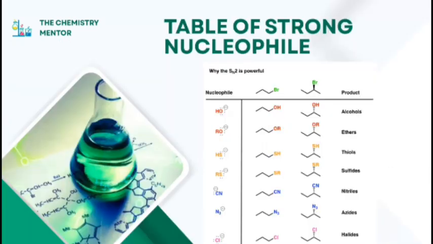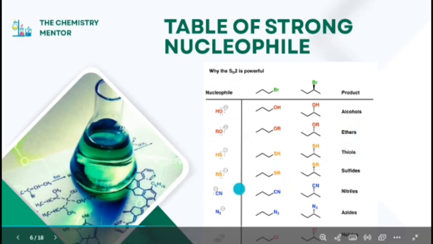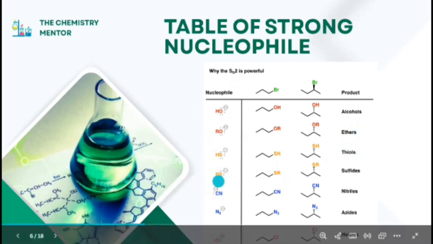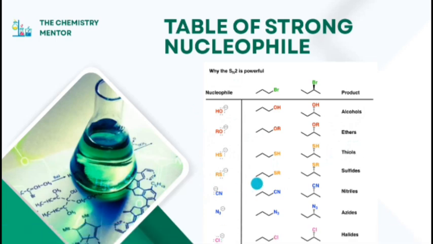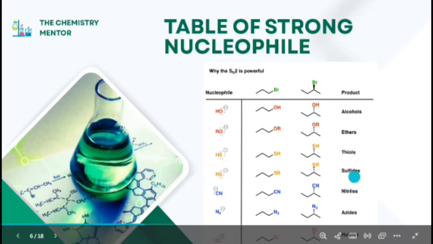Now let's have a look at some strong nucleophiles. As you can see, first of all we have OH negative, that is making alcohols. With RO negative we can make ethers, with HS negative we can make thiols, and with RS negative, where R represents the carbon group, any alkyl group, we will make sulfides. CN negative will make nitriles, N3 negative will make azides, and Cl negative will make halides, as we have discussed in our previous slide.